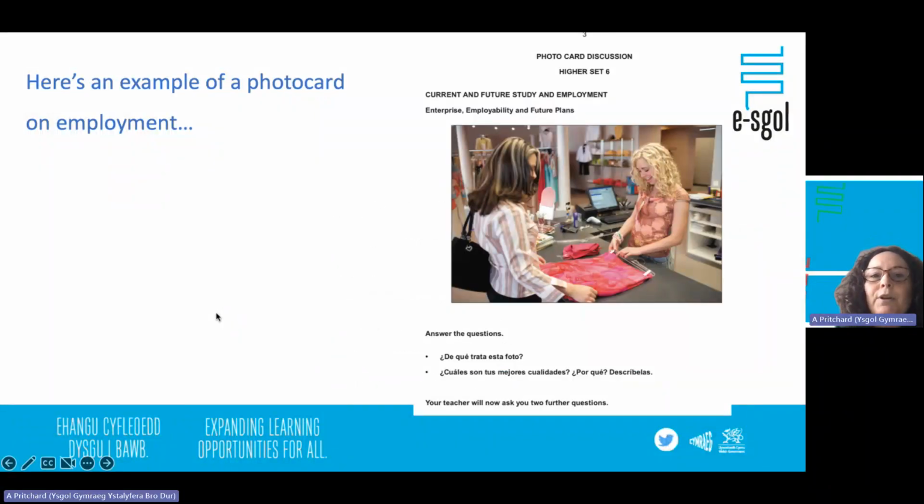We've also then got an example of a photo card. So as well as talking about the photo, they've asked you, ¿cuáles son tus mejores cualidades? ¿Por qué describirlas? So it's personal qualities, still linked to employment, because when you talk about employment, part of that is saying what personal qualities you have that would be suited to a job that you would be applying for. So that's really important as well. So that's an example of the photo card. And also there will be 2 further questions, and very possibly linked to enterprise, employability and future plans. Okay.